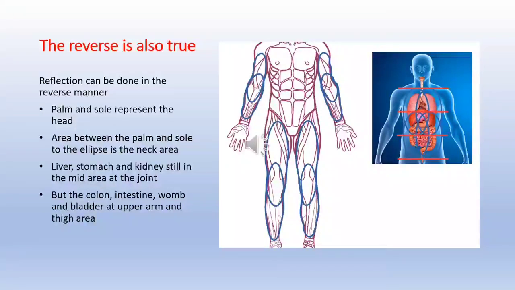So when people have a cough or a neck problem, we go and check this area, and there's some painful point, and we rub the area, and it can relieve the cough. Then the liver, stomach, and kidney in the middle section don't change. But the colon, intestine, and womb become opposite. So the reverse order is also true in reflexology. Today you don't need to worry that much. We're going to discuss it in great detail in the future.